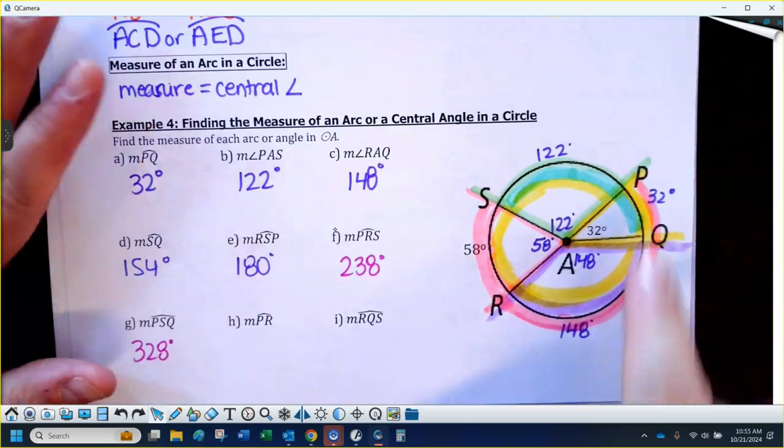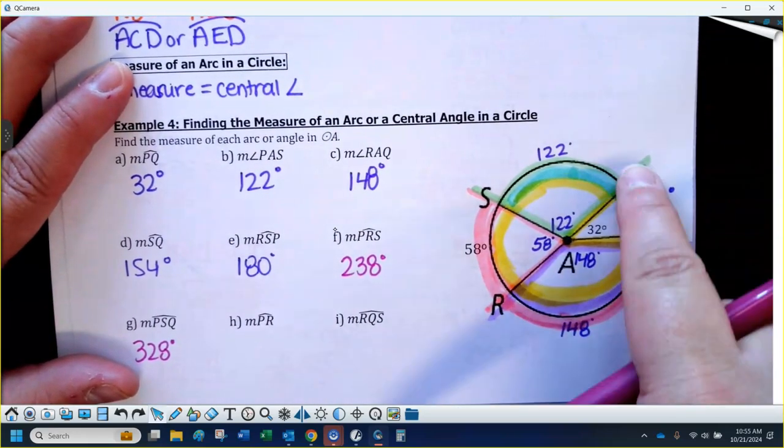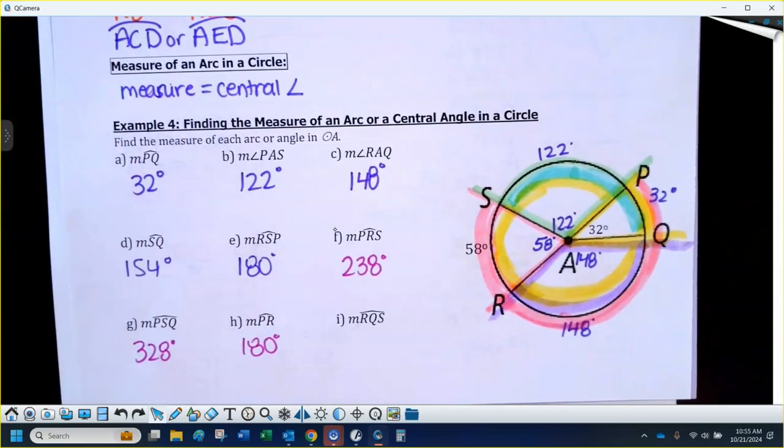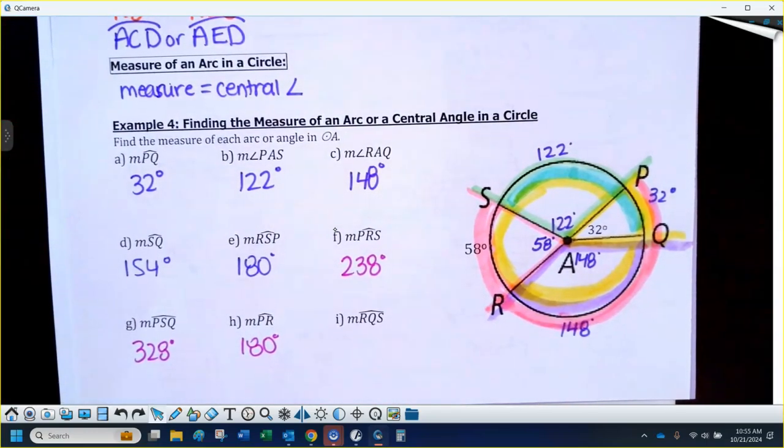Okay, P to R, there you go, that's a semicircle again. Just P to R, that's exactly half the circle, so 180. Anytime you have half a circle, a whole circle is 360, half a circle is 180.